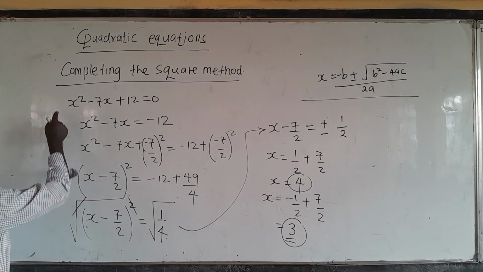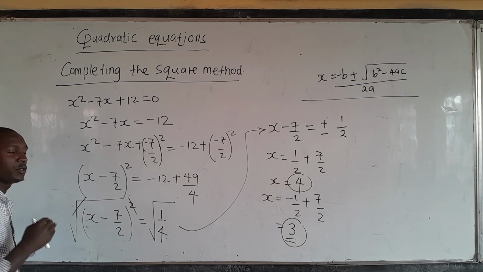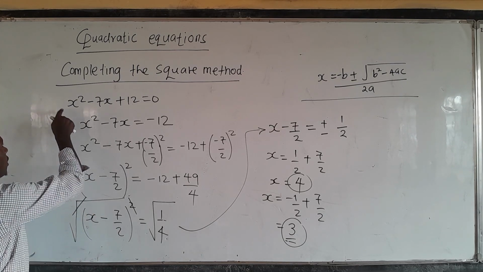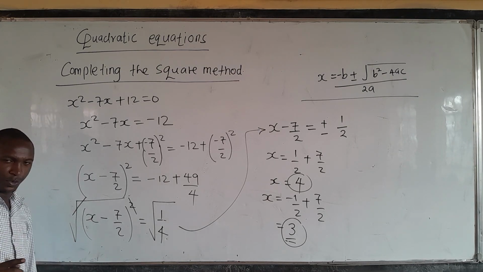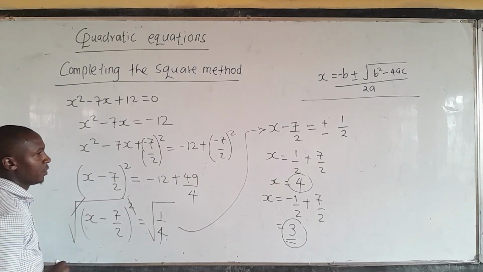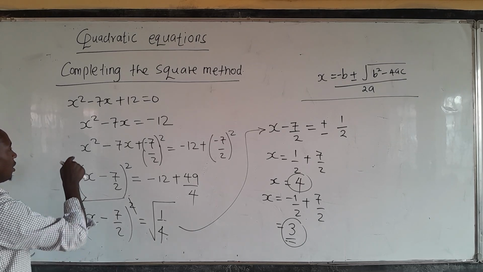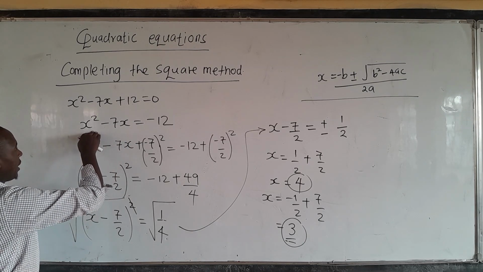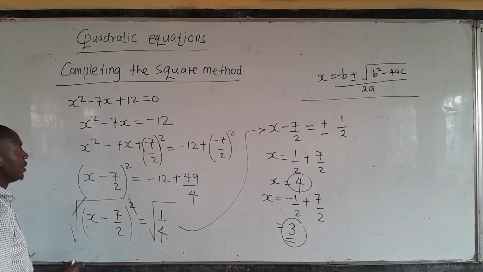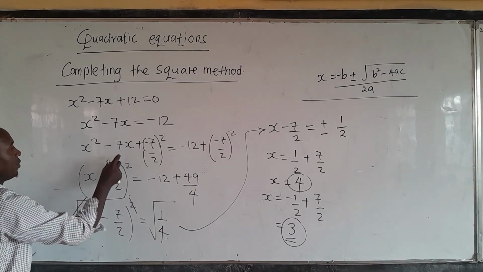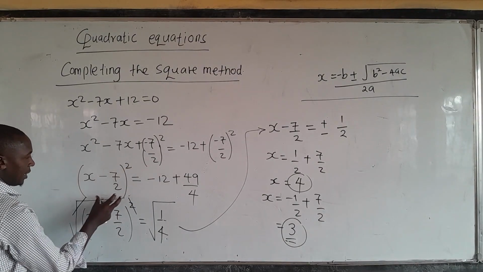You have to make sure that the coefficient of x squared is 1. If it is 1, then you can proceed. If it is not 1, then you can make it 1 by dividing throughout by the number provided there. The next thing you do is to take the constants to the right hand side and leave the variables on the other side. So that is exactly what we need, and then we had x squared minus 7x equals negative 12. Then the next thing is to take b, divide by 2, and add the value that you get on both sides. That is what we did, and this is what we got.